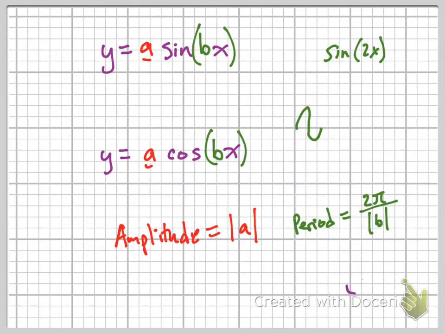So for instance here, if we've multiplied the input by 2, well, it's a shrink by 1/2, so we're going to do 2 pi divided by the absolute value of 2, which is just 2 pi over 2, which is just pi. So it's going to take half as long to repeat, which makes sense because we're shrinking it by a factor of 2. Okay, let's try to apply it with some quick examples here.